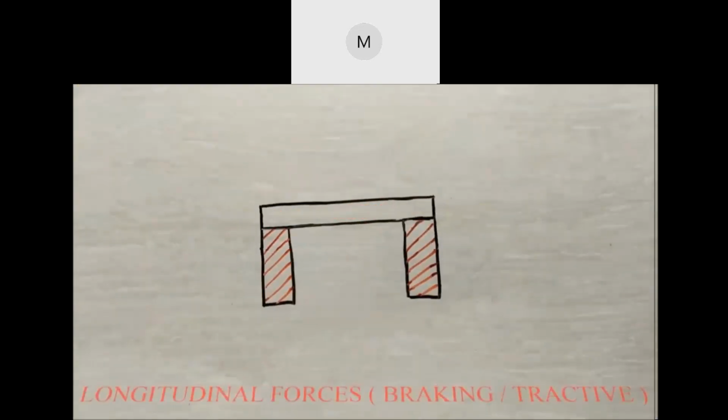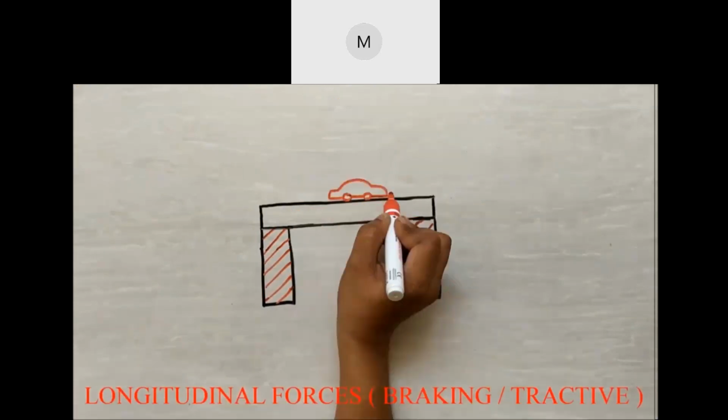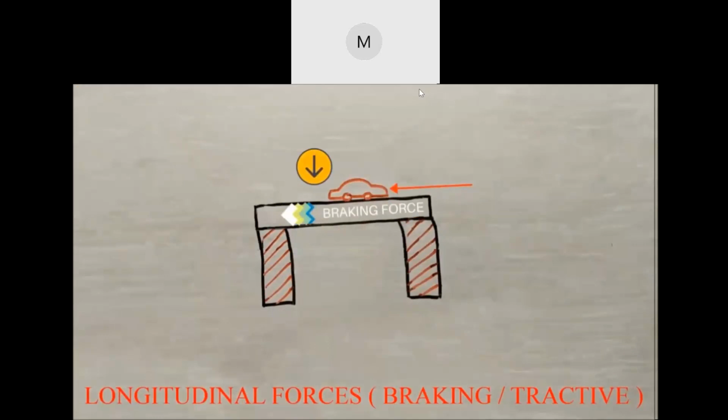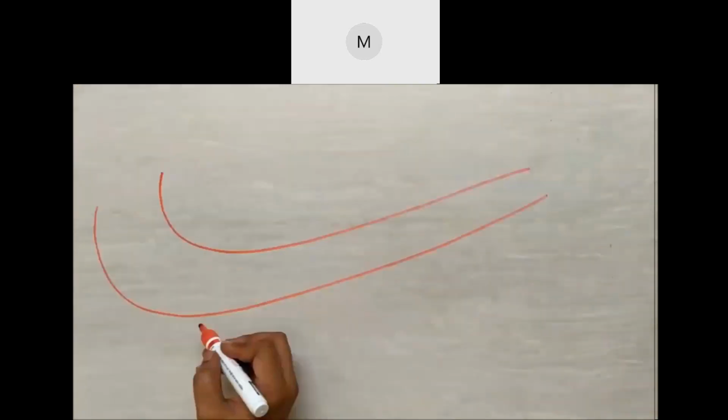Longitudinal forces, braking and tractive. Suppose a vehicle is crossing the bridge from that direction and suddenly applies the brakes above the bridge. Braking force results from this application of brakes. And if the vehicle suddenly accelerates just above the bridge, tractive effect is caused through the acceleration of the driving wheels.